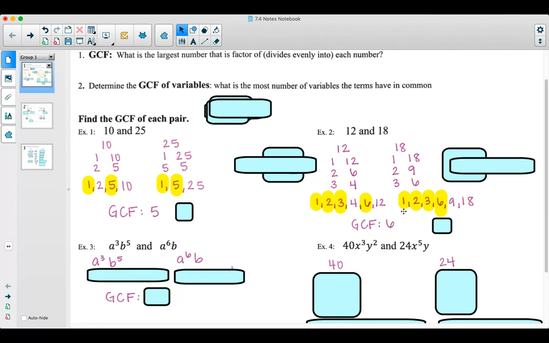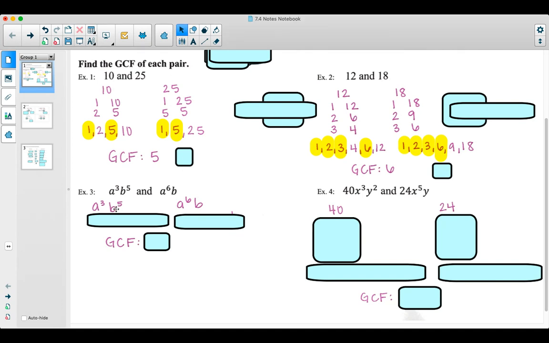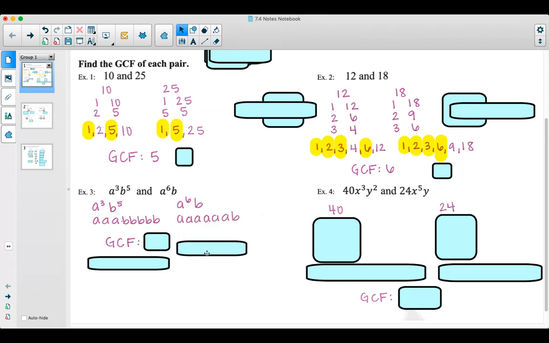Now, we're going to follow very similar skills in examples 3 and 4, but now we're going to put some variables in. Our third example here is a to the third, b to the fifth, and a to the sixth, b to the first. Remember when we did laws of exponents, if we got stuck, we could kind of expand to help us simplify. So a to the third, b to the fifth, that just means that I have 3 a's and 5 b's. A to the sixth, b to the first means that I have 6 a's and 1 b.